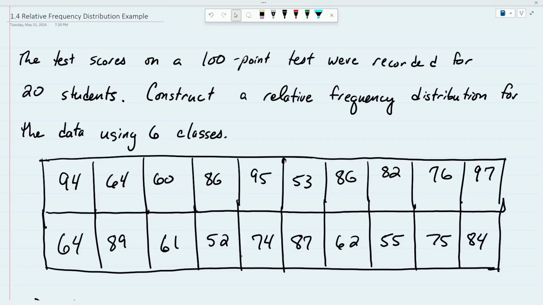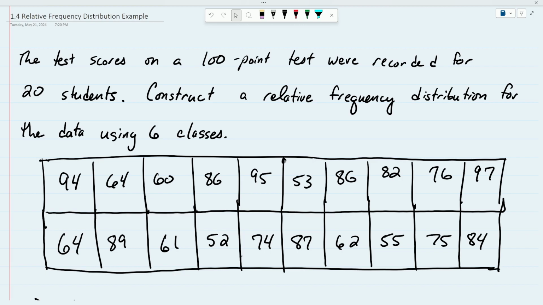Hello, everybody. So I'm going to do this example that's located inside your notes because I want to make sure that you see how to construct the relative frequency distribution. So the test scores on a 100-point test were recorded for 20 students, and what we want to do here is construct a relative frequency distribution for the data using 6 classes. And then we have the data below, so it ranges anywhere from, let's see, the smallest number I think would be 53 all the way up to like 94 or something like that, and everything in between.